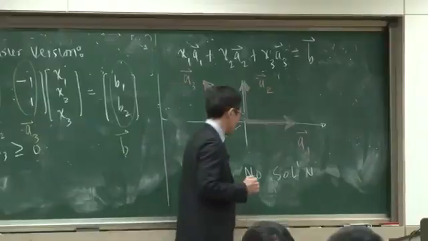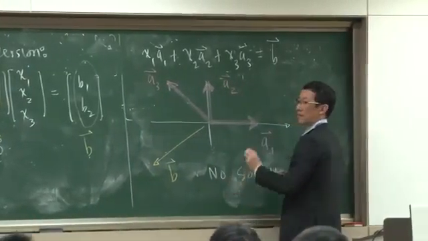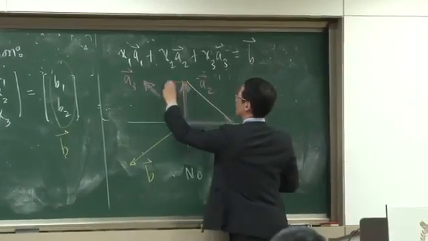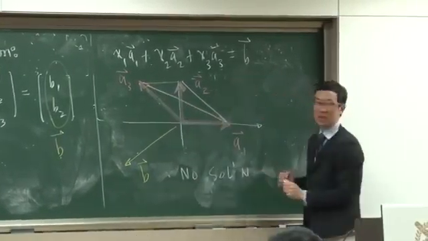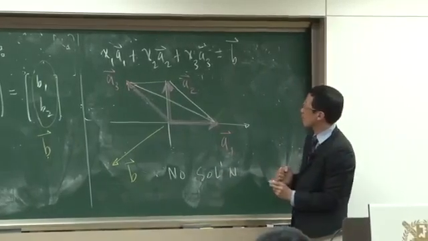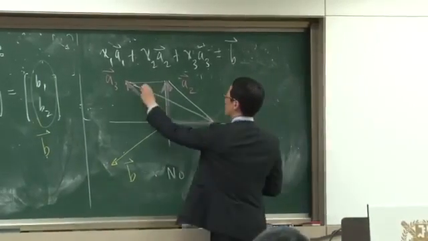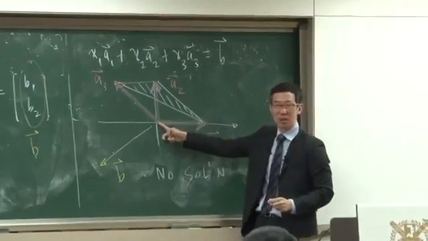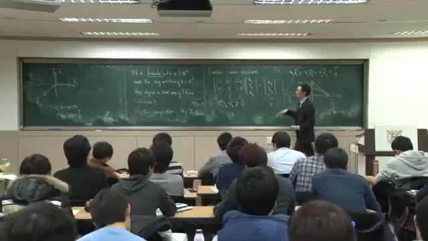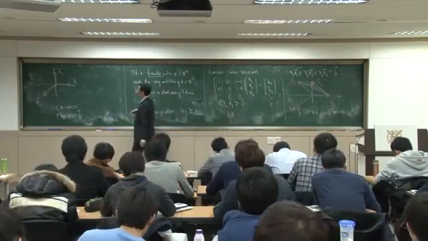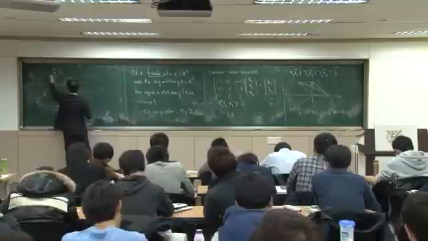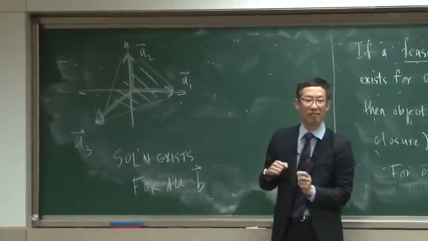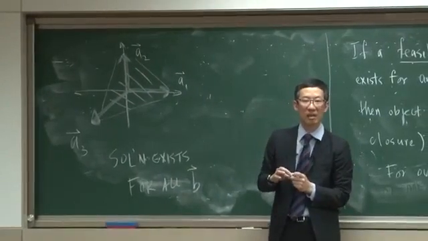So another way to think about that is to look at the triangle formed by A1, A2, and A3. So there's a triangle. Notice that this triangle does not include the origin. Whereas if you go over here, the triangle includes the origin.